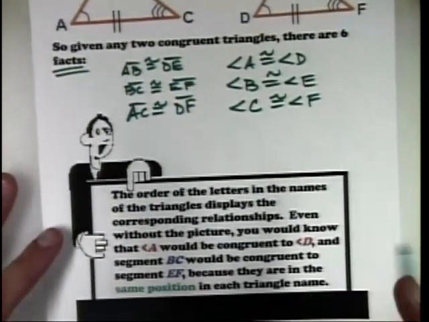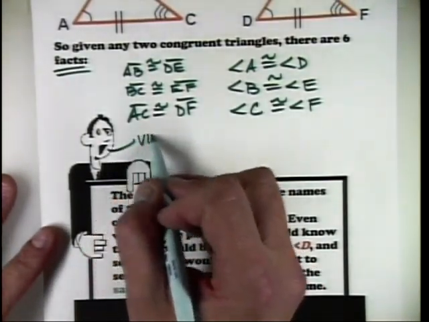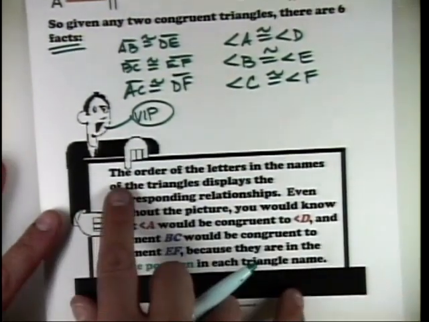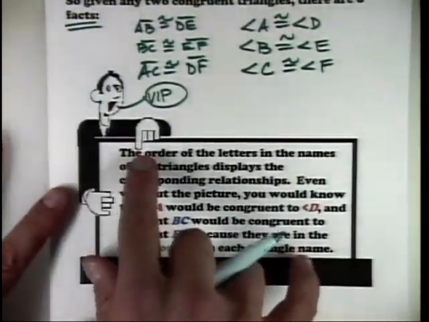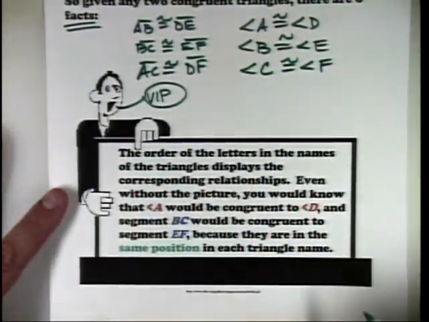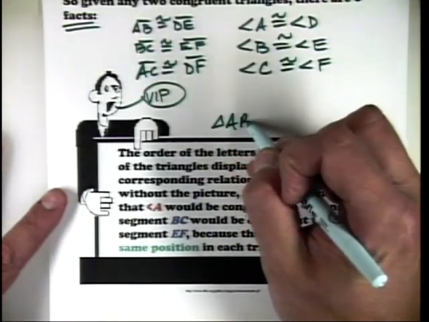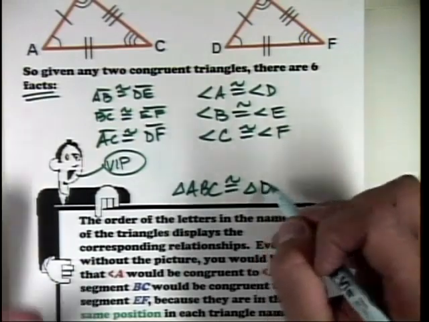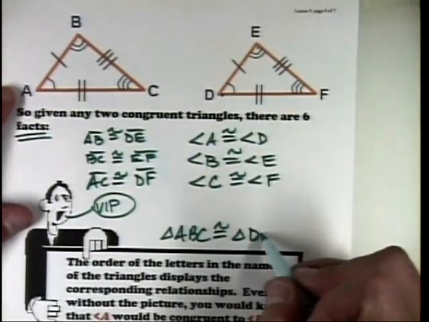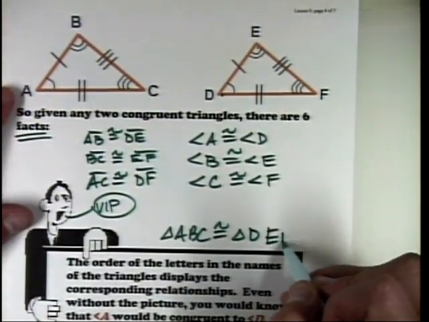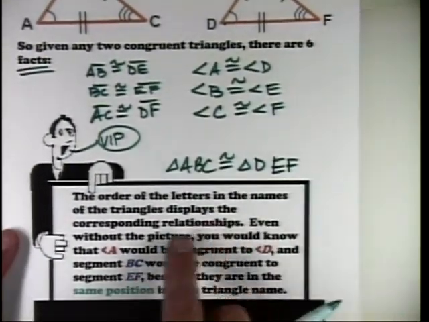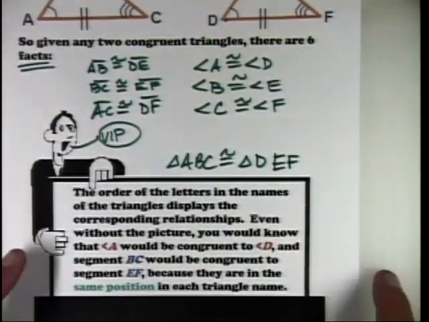Now again, very important. Here's what this guy says. VIP, very important. Okay? So here's what he's saying, which I've already mentioned. The order of the letters in the names of the triangles. So we'd say triangle ABC then is congruent to triangle DEF.